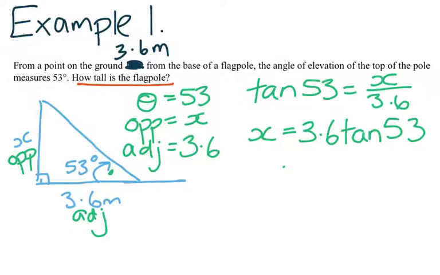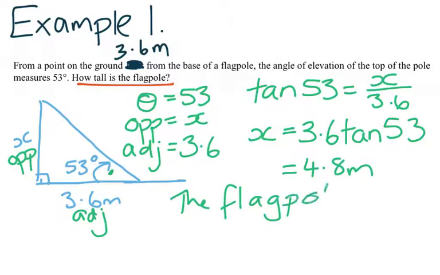So if you put that into your calculator and making sure your calculator is in degrees, you should get 4.8 to 1 decimal place. So 4.8 meters. Now again, it's a worded problem, so you would just need to answer with a sentence. So the flagpole is 4.8 meters tall.